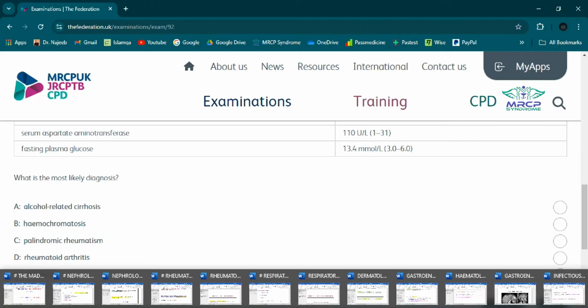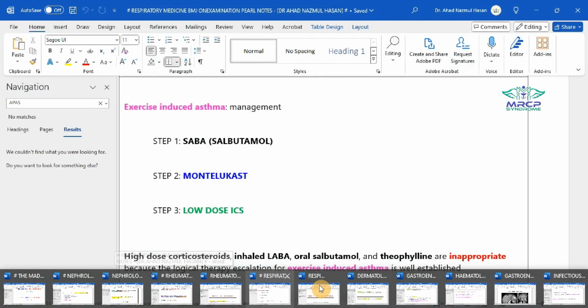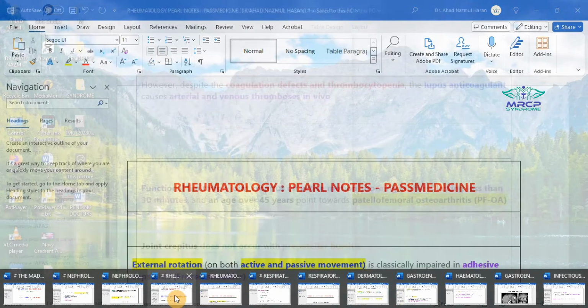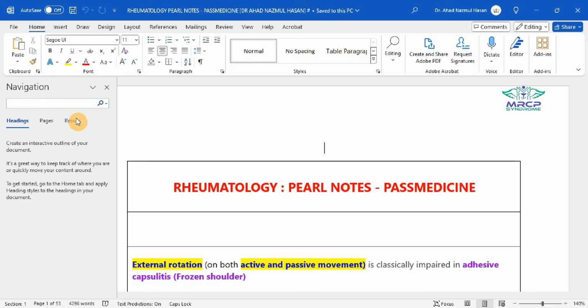Venesection. Yes, we'll be going for the venesection. What are the other indications of venesection? Polycythemia rubra vera, hereditary spherocytosis... not hereditary spherocytosis, thalassemia, hereditary hemochromatosis. Another one is PCT, porphyria cutanea tarda.